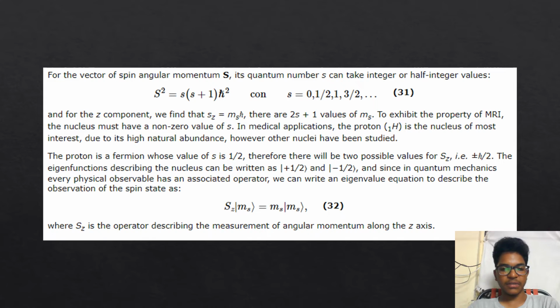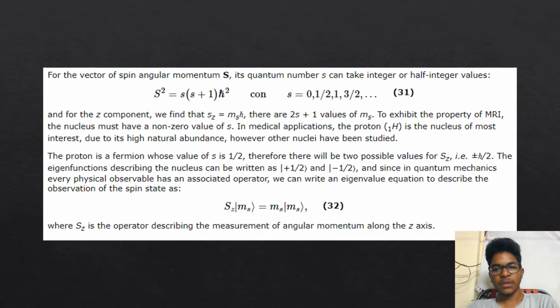To exhibit the property of MRI, the nucleus must have a non-zero value of S in medical applications. The proton is the nucleus of most interest due to its high natural abundance. However, other nuclei have been studied. The proton is a fermion for which the value of s is 1/2. Therefore, there are two possible values of Sz, plus or minus h-bar by 2. The eigenfunctions describing the nucleus can be written as |+1/2> and |-1/2>.